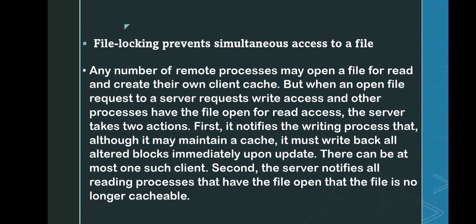Then the server takes two actions. What are they? First, it notifies the writing process that although it may maintain a cache, the modified data will be immediately updated on the cache also. There can be at most one such client. Second, the server notifies all the reading processes that have the file open that the file is no longer cacheable. So before that file is modified, if other reading processes request this file, then the server notifies them that this file is no longer cacheable. Okay.